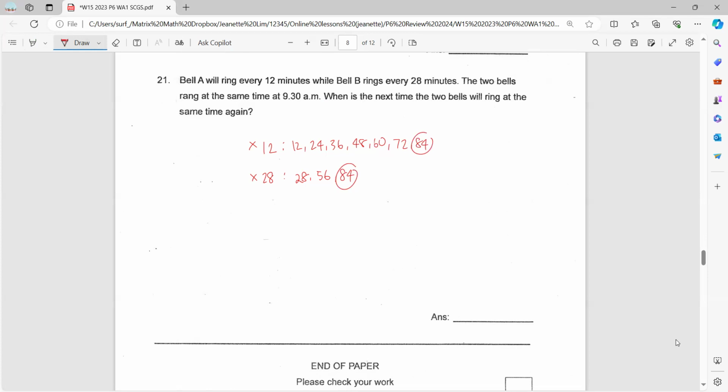And then we change 84. 84 is in minutes, so let's change to hours and minutes. 1 hour 24 minutes. That's the time taken for the two bells to ring together again. Okay, it started at 9:30 a.m., so you draw a simple timeline. 1 hour 24 minutes later is 10:54 a.m. So that's the answer, 10:54 a.m.